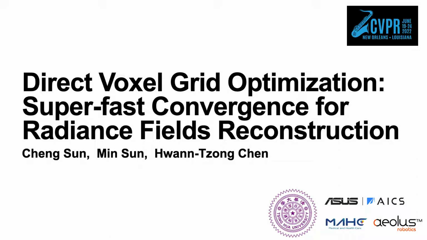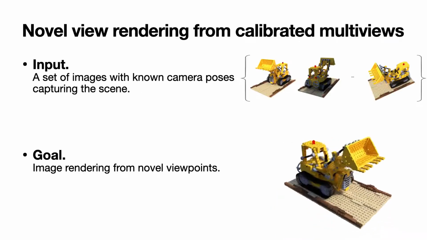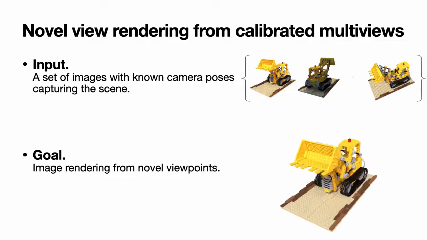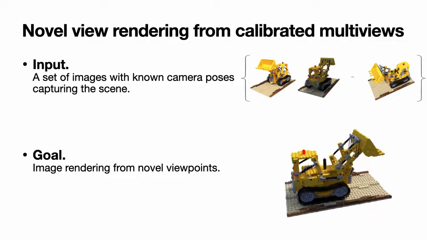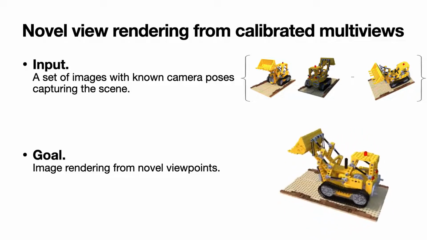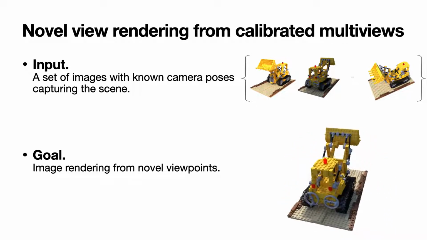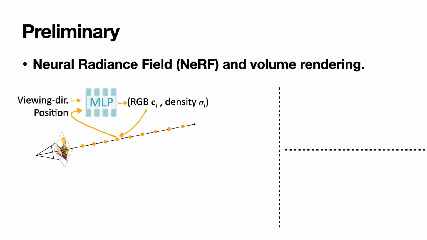I'm excited to be here to introduce our work about the Voxel grid optimization for radiance field reconstruction. The input to our method is a set of images, typically 20 to 200 images that capture the scene. The camera parameters are assumed to be known or be correctly solved by the SFM algorithm. Our goal is to render images from novel viewpoints.